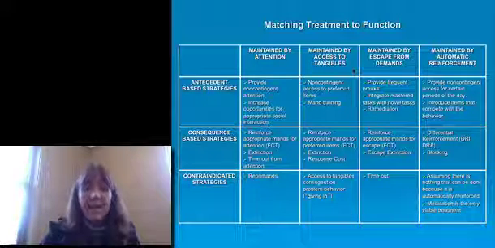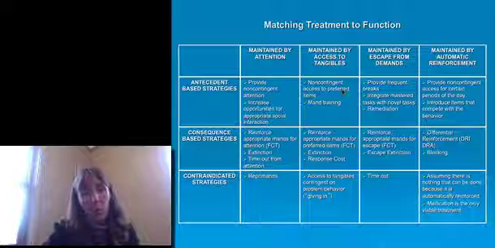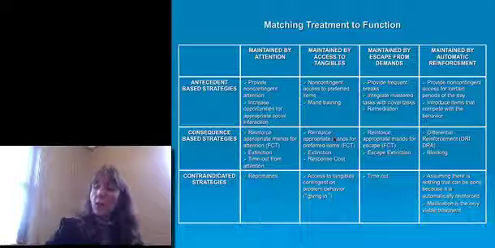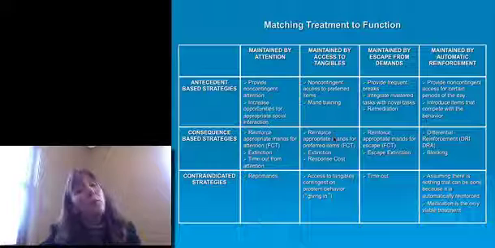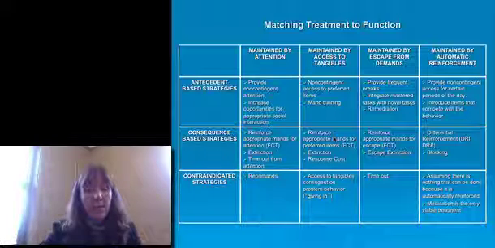For things maintained by access to tangibles, we could give non-contingent access to preferred items, and we could do mand training so they can ask for what they want at an antecedent level. From a consequence level, we're going to reinforce the FCT responses. Anytime they appropriately mand, they get it. Extinction when they do it inappropriately. Possibly response cost. You don't have access to that if you engage in inappropriate behaviors. That could be an appropriate function-linked use of a punishment strategy that has utility in that kind of context.